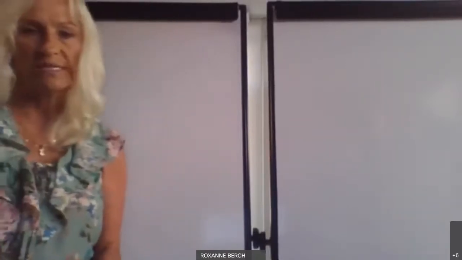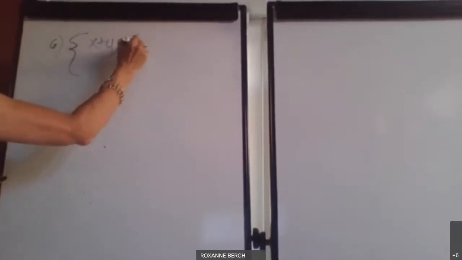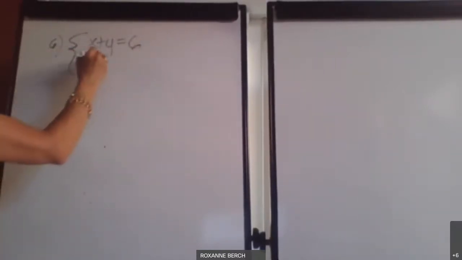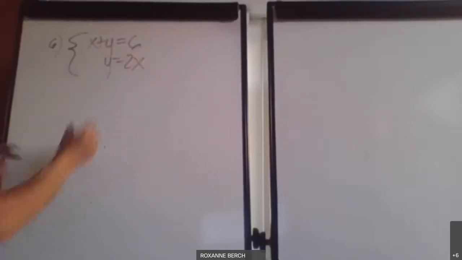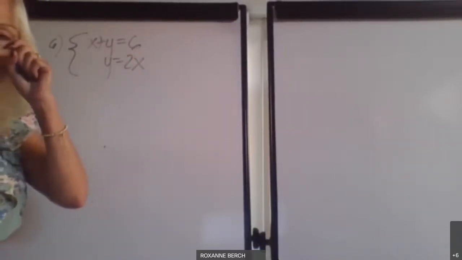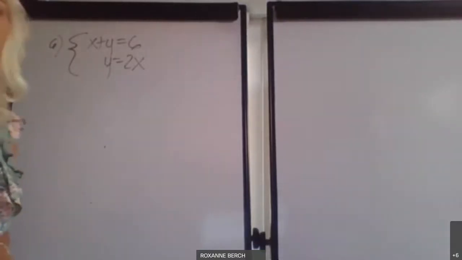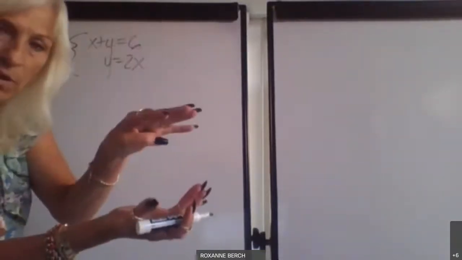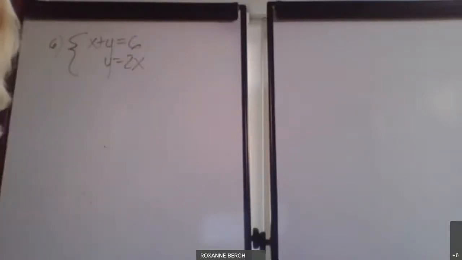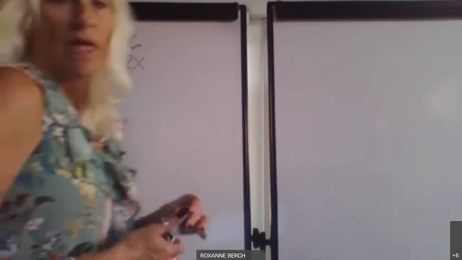All right. The second thing we learned is solving by a method called substitution. So I'd like to do problem number 6. They're going to give you a system, x plus y equals 6, and y equals 2x. Now, let me ask you, when you're solving by substitution, do you stack them or do you lay them side by side? Side by side. Right.